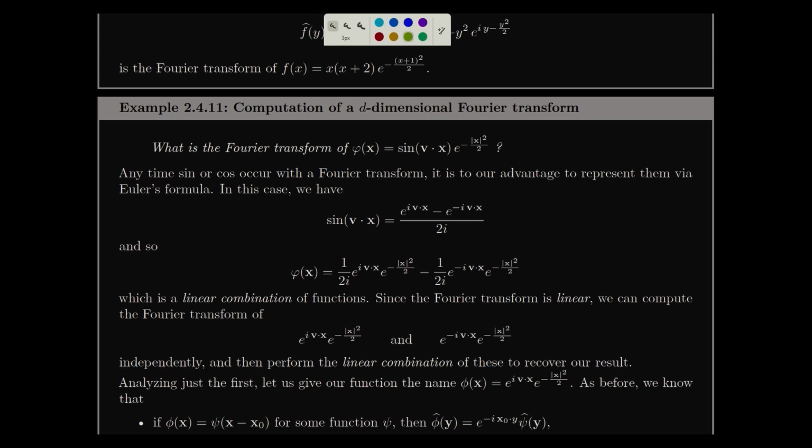But the really nice thing about the Fourier transform is that it's linear, right? It's based off of an integral, and we know that integrals can be split at plus or minus signs, and they also pass through constants like 1 over 2i.